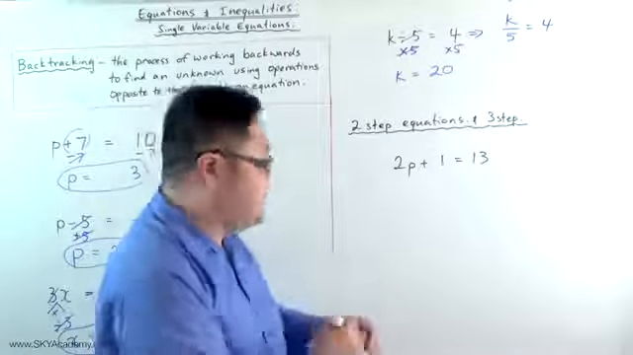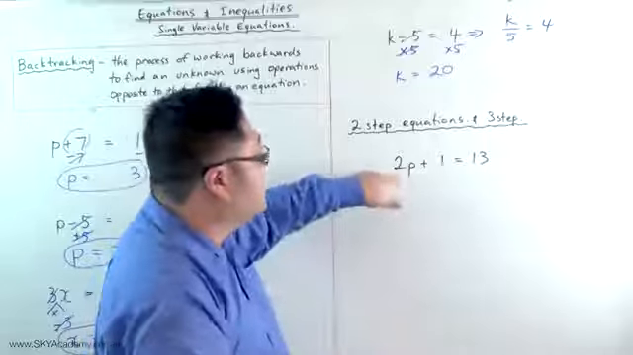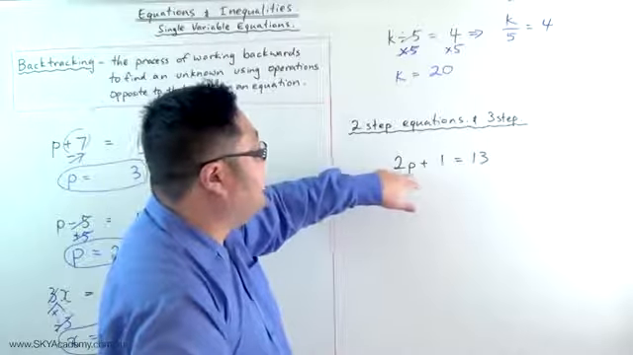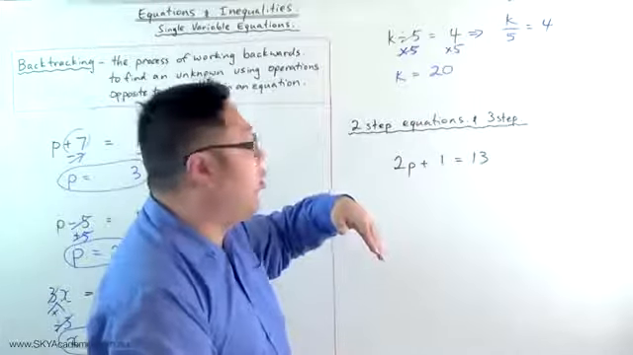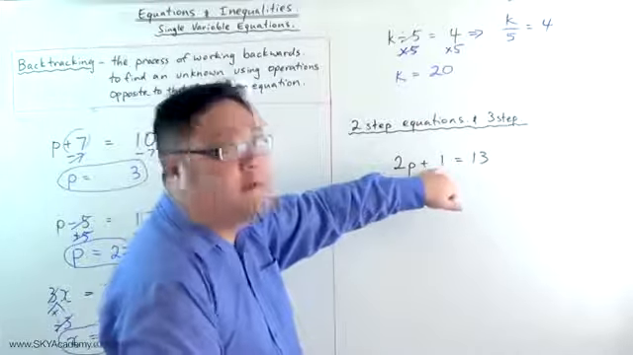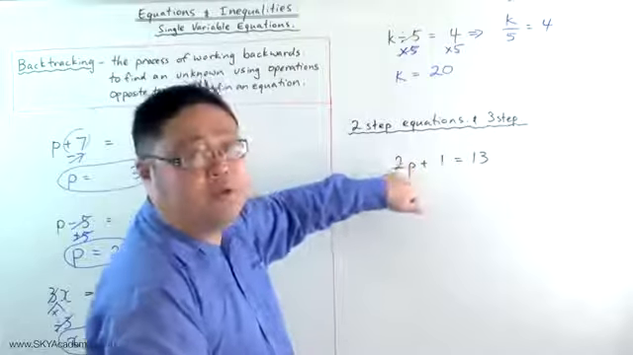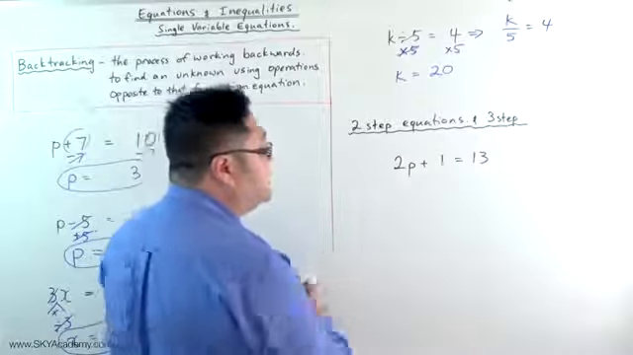So the order of operations suggests that the first thing you would do is multiply 2 by p and then plus 1. When you're backtracking, you work opposite to that. So you minus the 1 first and then you divide by 2. Does that make sense? So let's work that out.